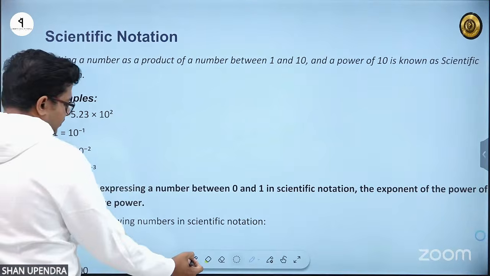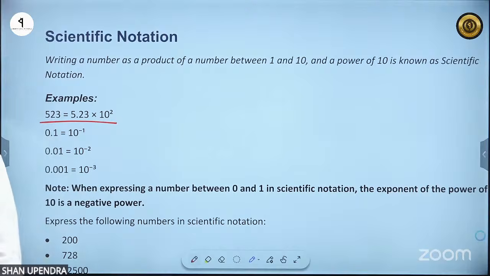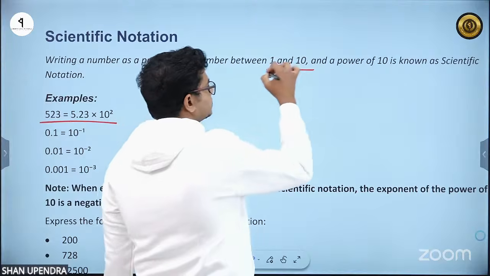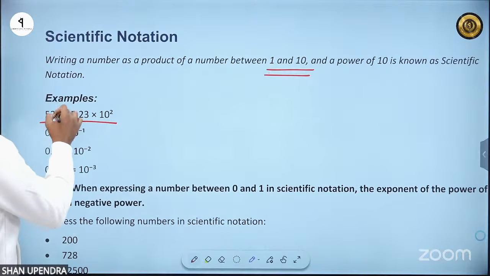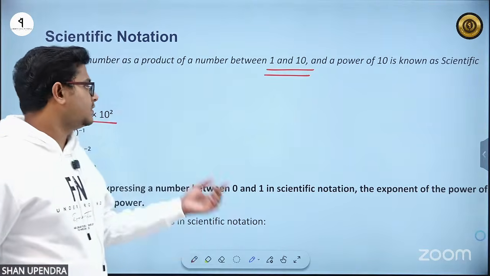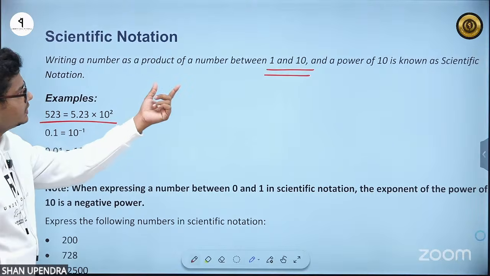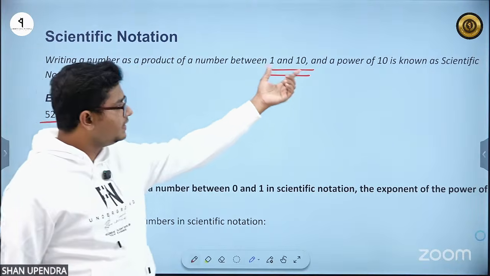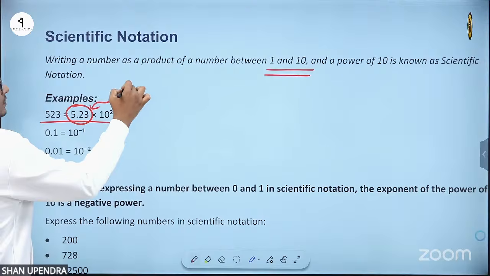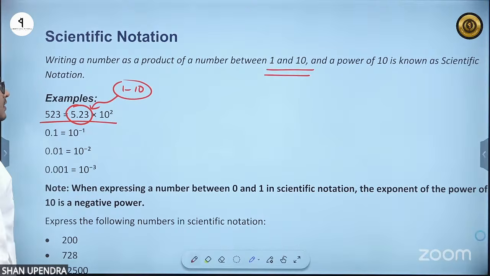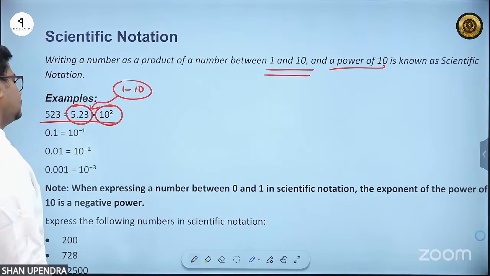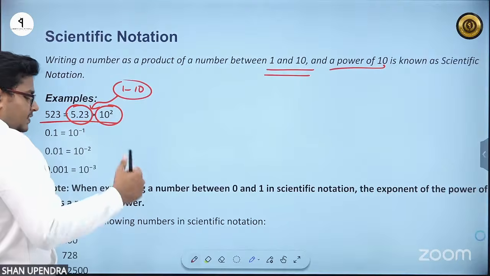You can represent 523 in this way, 5.23 times 10 squared. Writing a number as a product of a number between 1 and 10 and a power of 10. So when you take 523, you need to represent that number as a product of a number between 1 and 10 and a power of 10. 5.23 is between 1 and 10, and then this is the power of 10. So you can represent whatever value.